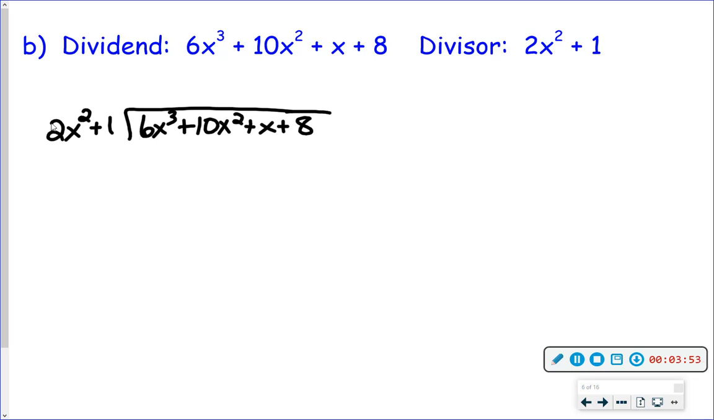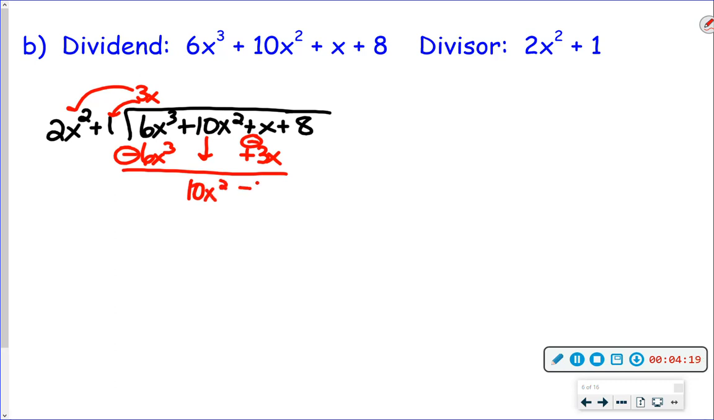All right, I'm ready for the first term. So 2x squared times what is 6x cubed? Well, 2 times 3 is 6, and we need another x. So 3x times 2x squared. Careful here, 3x times 1 is 3x, so I'm going to line it up with its like term. I'm going to subtract everything. Now, we don't have an x squared term, so our 10x squared is going to fall through.